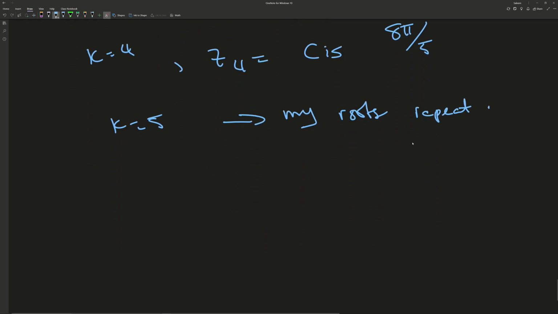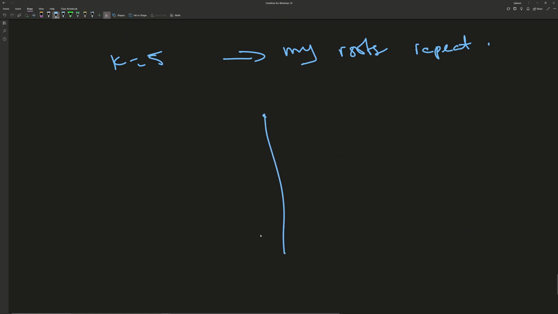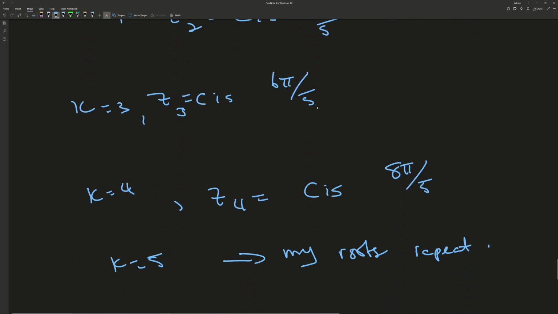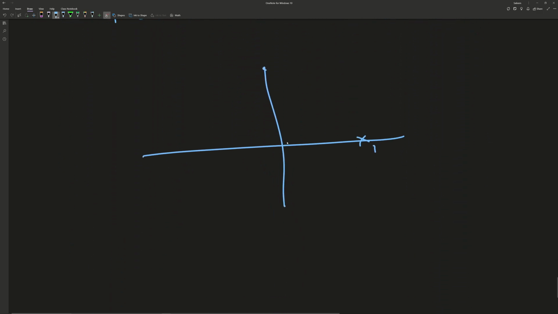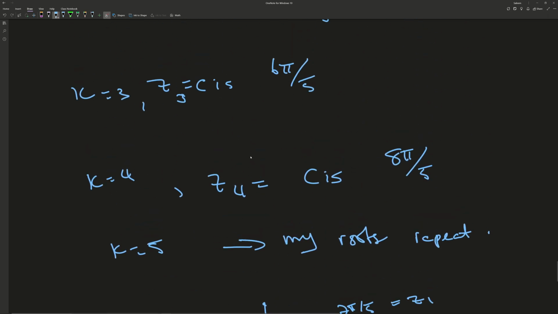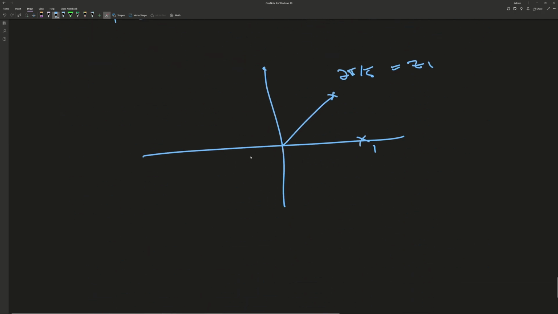Okay, so all that, let's draw the Argand diagram, which is very important. The first one, obviously, is z0, that is 1. What about z1? Let's go back up. z1 was 2 pi upon 5. Okay, 2 pi upon 5, maybe it's somewhere here. Let's call it z1. Then z2 was 4 pi upon 5. So let's go here. This is z2.